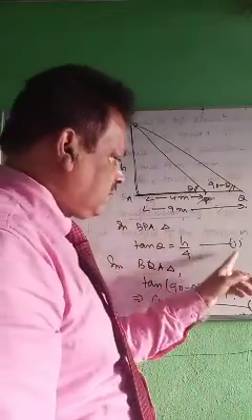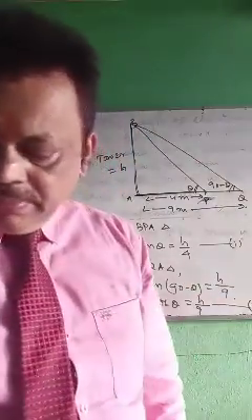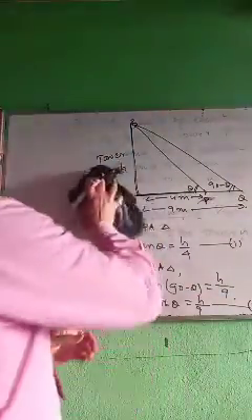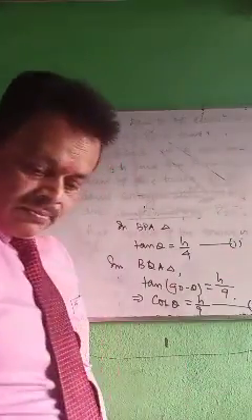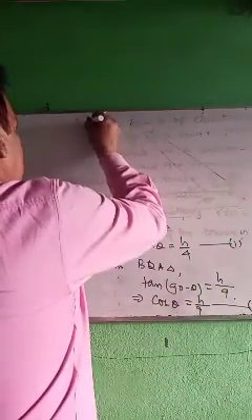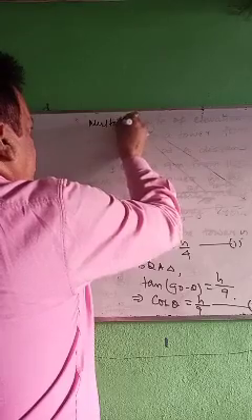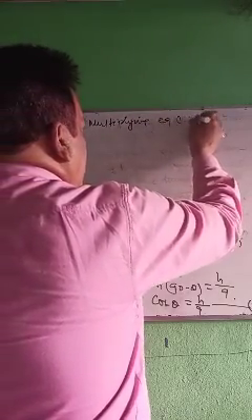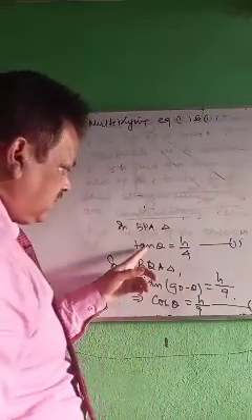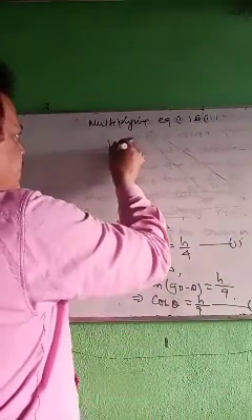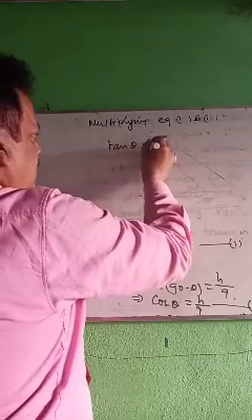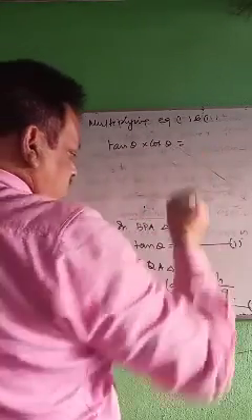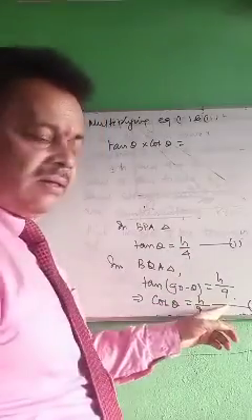So multiply equation number 1 and 2. Multiplying equation number 1 and 2. So here is tan theta into cot theta. Tan theta into cot theta equals to h by 4 into h by 9.